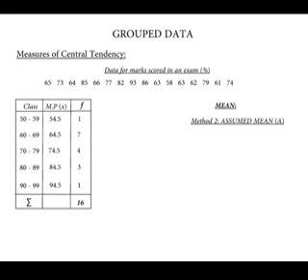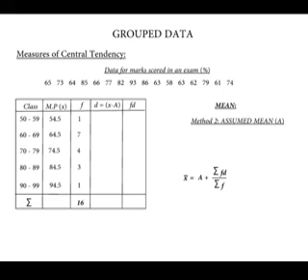For the assumed mean method, mean is given by A plus summation of fd over the summation of frequency. Looking at the formula, it means we choose an assumed mean A and then get another column for d and another one for fd. Recall that d is equal to x minus A and that x in grouped data are the midpoints. So let's take an assumed mean of 74.